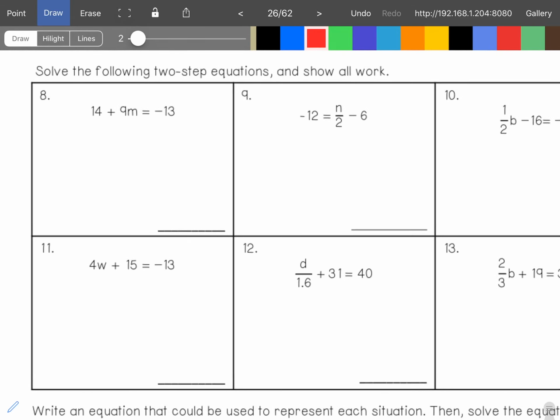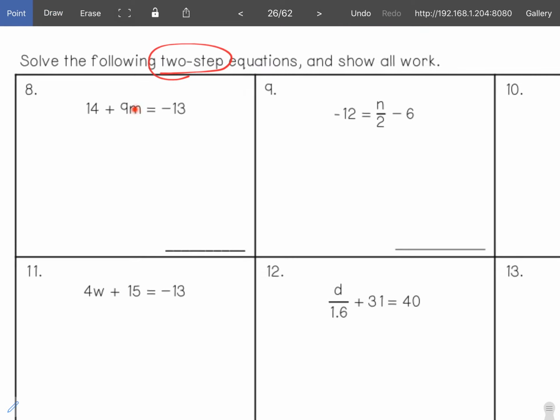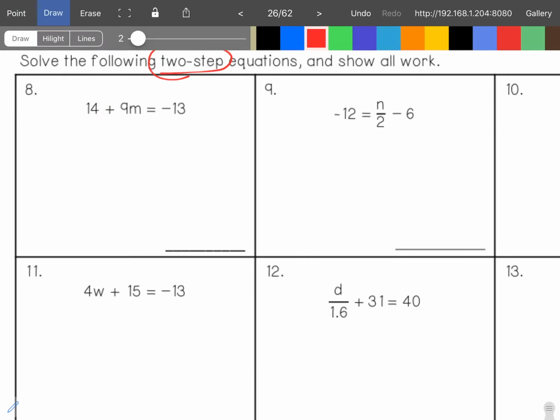All right, very good. On to number 8. Solve the following two-step equations, okay? So now there's two things happening to our variable m. We can see that we have a 9 times m right there, but we also have this plus 14 out here to the side. So if you go back to the notes, they tell you you have to do your addition or subtraction first. So we are going to get rid of that positive 14 by subtracting 14, then find the equal sign and do it to the other side.